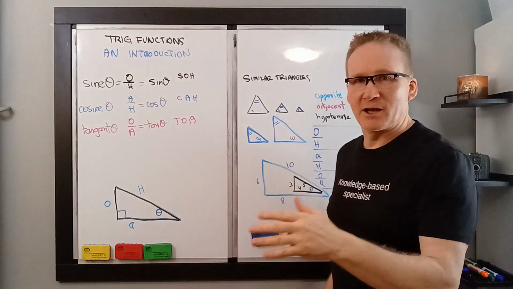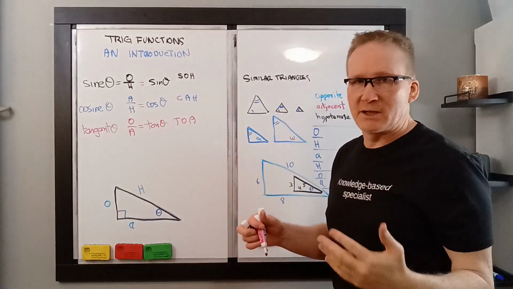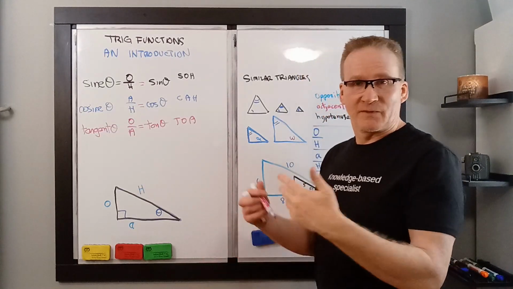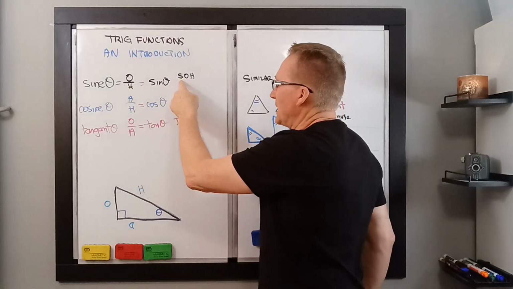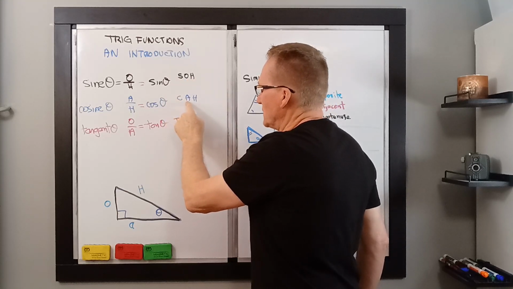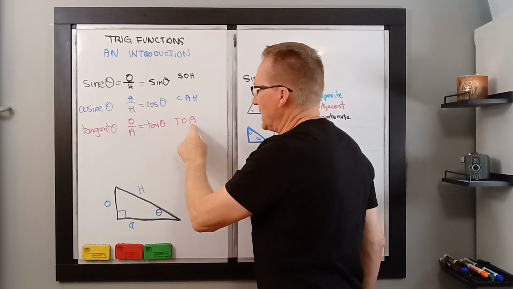Some people find this very helpful to remember: SOH CAH TOA. SOH CAH TOA, three words, or if you bump your foot, SOH CAH TOA. If that helps you to remember this, say S, and then O on the top, H in the bottom. Cosine is equal to A on the top, H in the bottom. Tangent is equal to O on the top, A in the bottom.